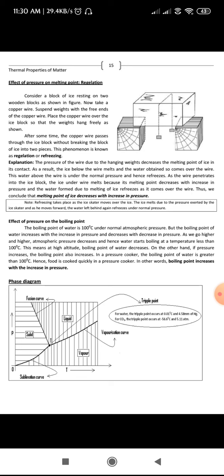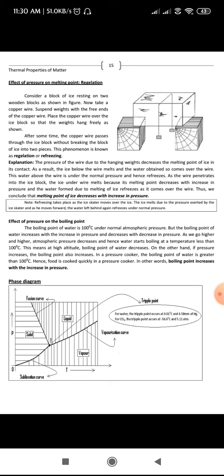So this is what happens. When you place the wire on the surface of the ice, since you have placed weights on the free ends of the wire, there is a pressure exerted. Due to that increase in pressure, the melting point of ice decreases, so the ice gets converted into water.